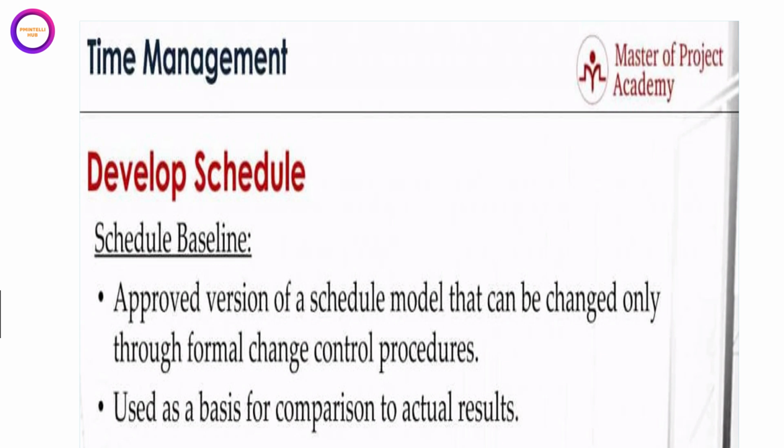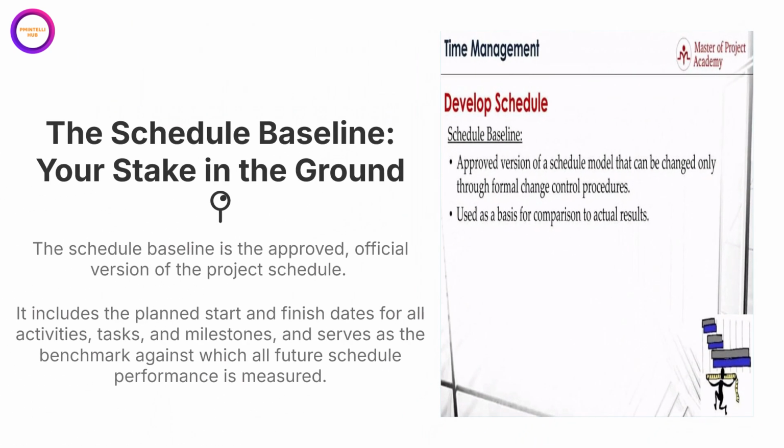Second, it reinforces that the baseline is used as a basis for comparison to actual results. As we start executing the project, we will track our actual start and finish dates and compare them directly against the baseline plan. This comparison is what allows us to calculate schedule variance and take corrective action when needed. In short, establishing the schedule baseline is the final step of the planning phase. It formalizes our plan into an official benchmark that provides the stability and control needed to effectively manage the project's timeline from kickoff to completion.